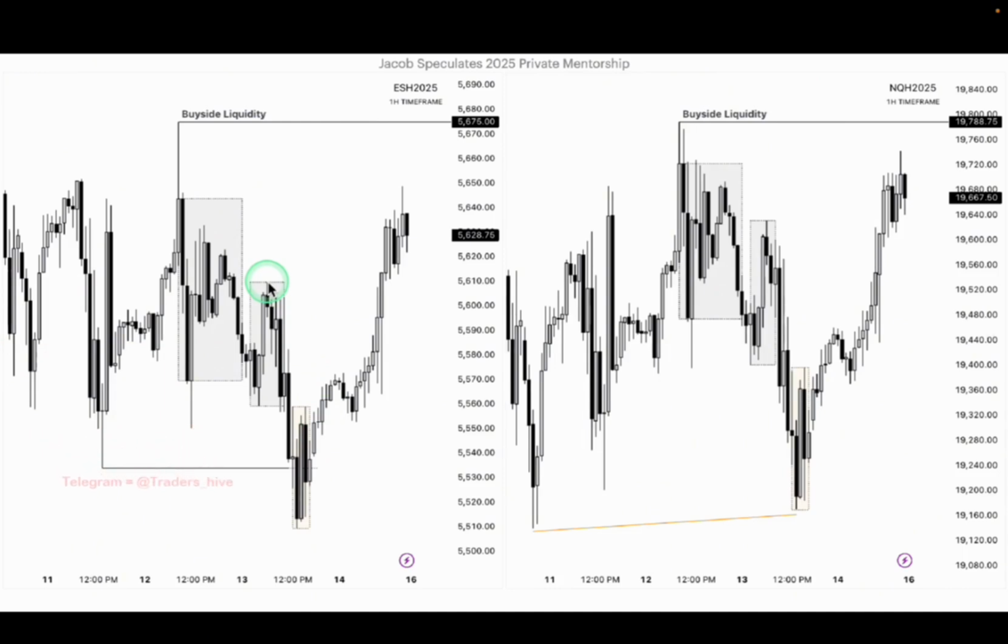If you're bullish, then you want to target the high. You can use that as a target, or you can use the original consolidation highest point, which is that buy side liquidity that we're targeting, as a target as well.